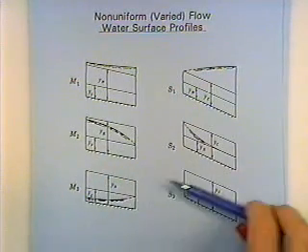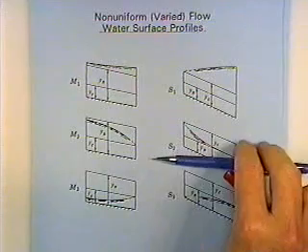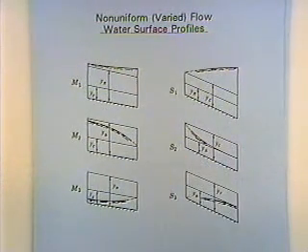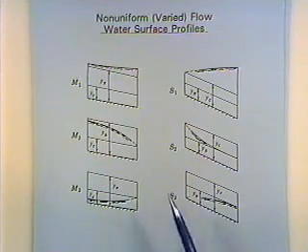M2 profile. If you up here, say you had a slope that was flatter on this one, and then this gets steeper, you'd have an S2 profile. And so the point we're trying to make, there's a lot of different ways that you can change the slope. You can have contractions, expansions, blockages to flow to make for different types of non-uniform flow.